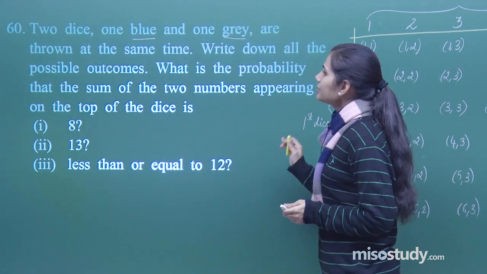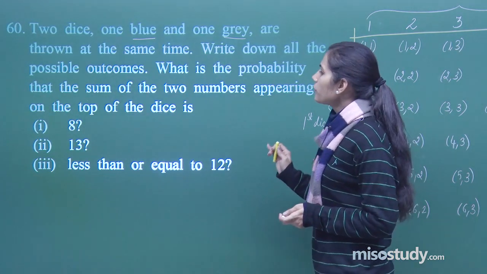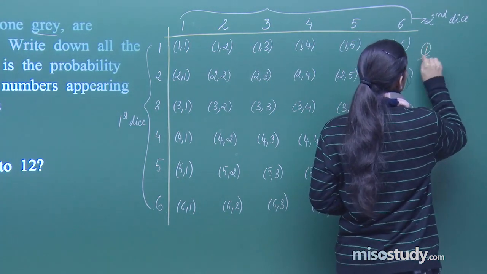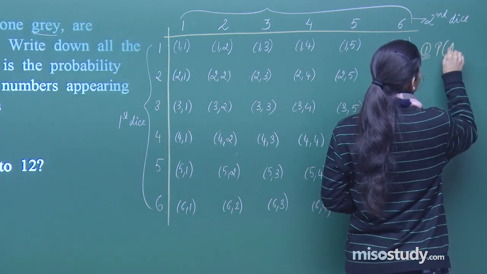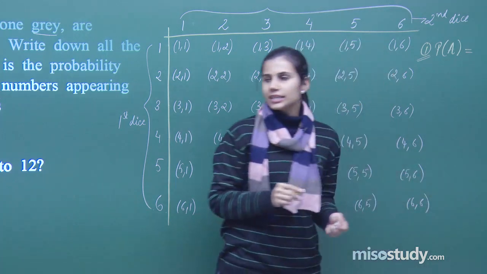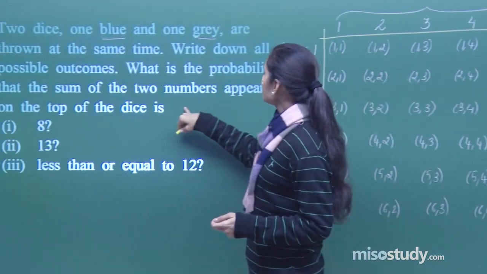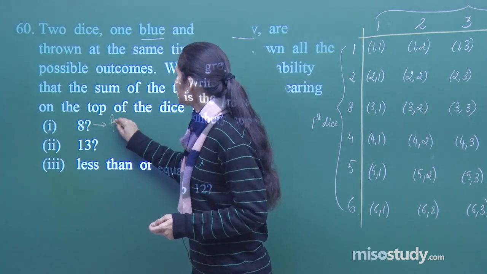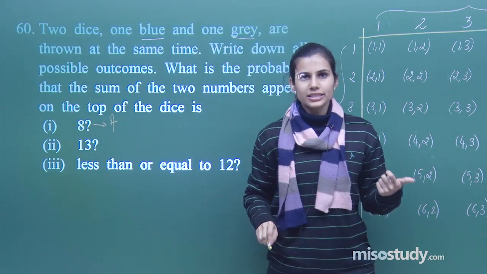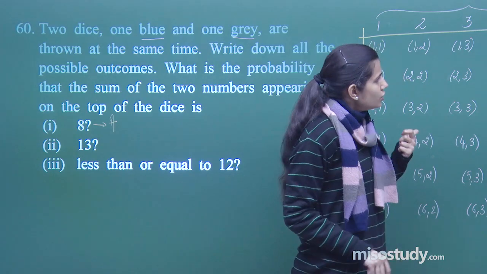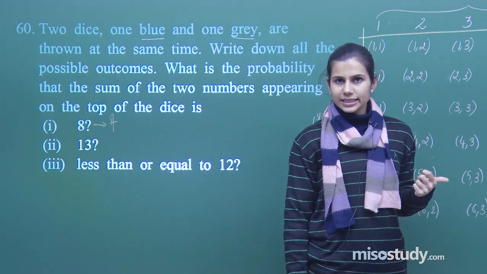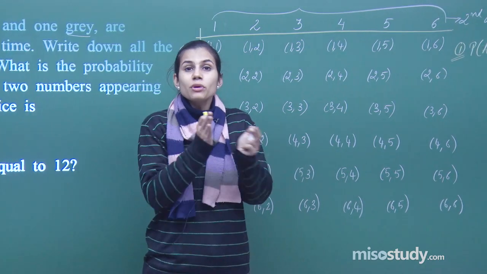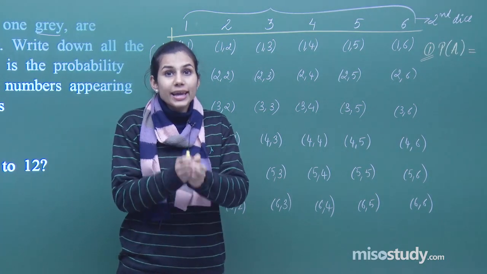What is the probability that the sum of the two numbers appearing on the top of the dice is 8? So let's see. Probability of event A. Event A is the event when the sum of the two numbers which appear on the top of the die is 8. So I am keeping this as my event A. Okay, I am not writing, you can write it down. So what is the probability that you are going to get two numbers on the two die such that when you add them, the sum is equal to 8?